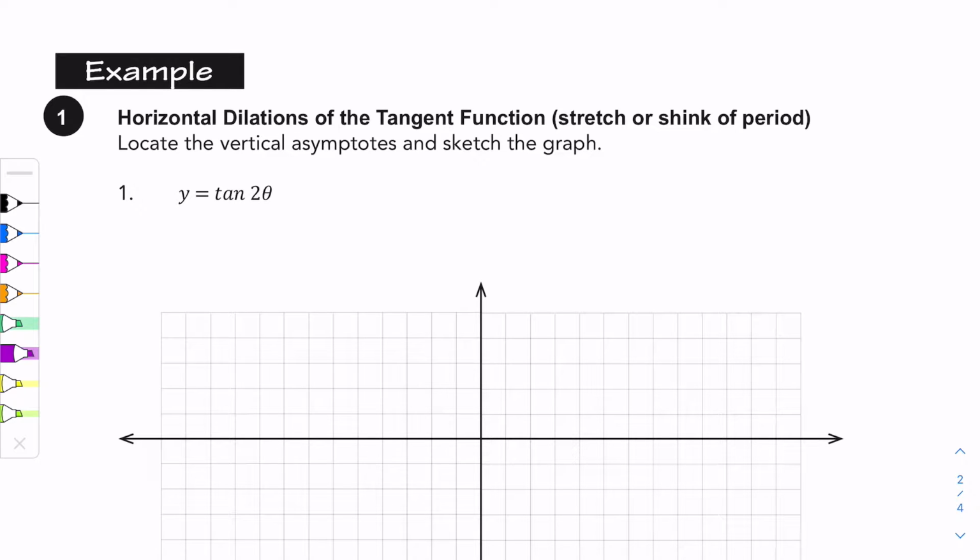Looking at the first example, the amplitude is something that we're not going to have to pay too much attention to for a tangent because we're not going to see a lot of changes. The amplitude is 1, but the period is important. And the period is different than previous graphs. The period now is just pi over b, I'm sorry, pi over b, which in this case is equal to pi over 2. That means it takes a length of pi over 2 to create one full cycle.